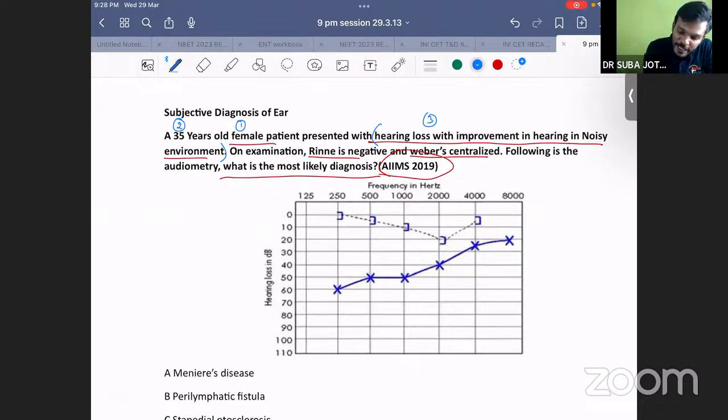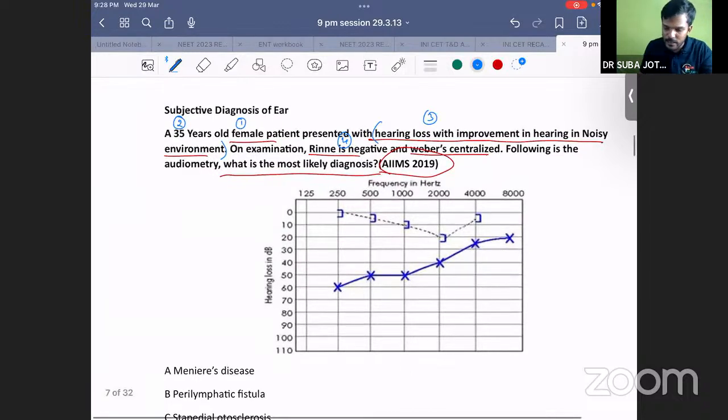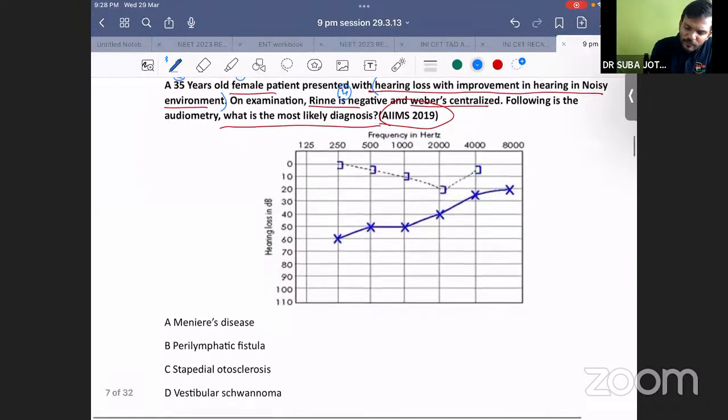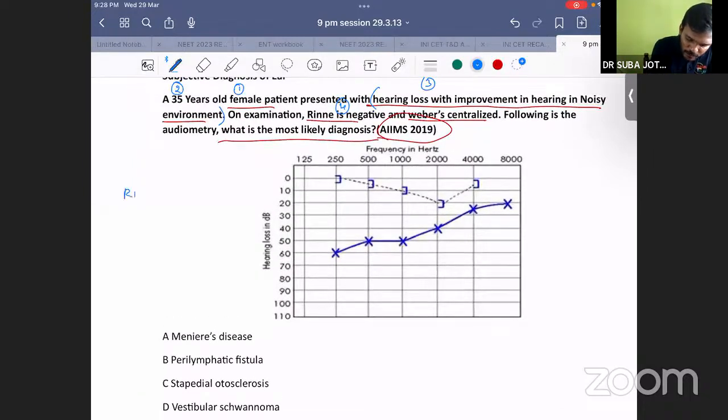Then Rinne is negative, Weber is centralized or lateralized too. Okay, I'll tell Vidya once I complete this question. You please answer. What is this phenomenon called? Hearing loss with improvement in hearing in noisy environment. Anyone? Okay. Since Rinne is negative and Weber centralized.